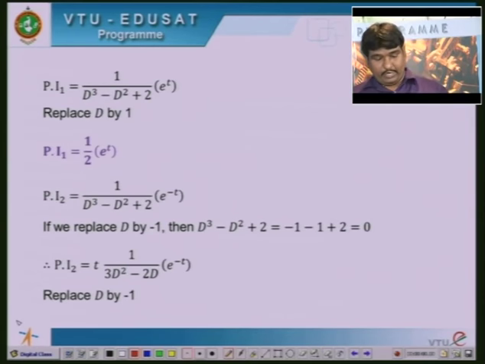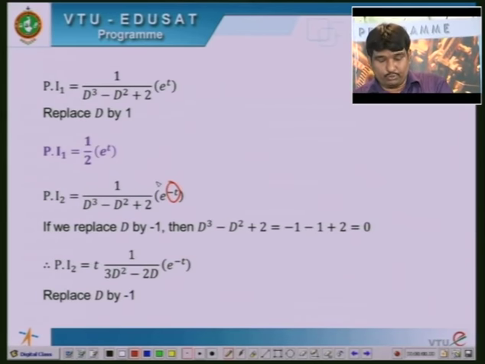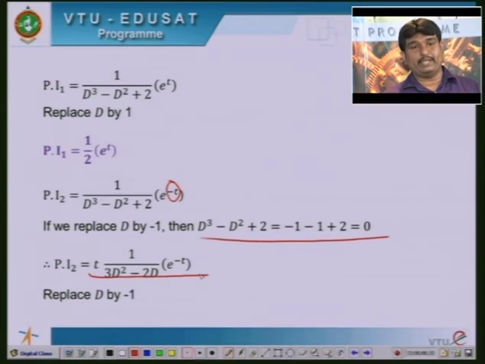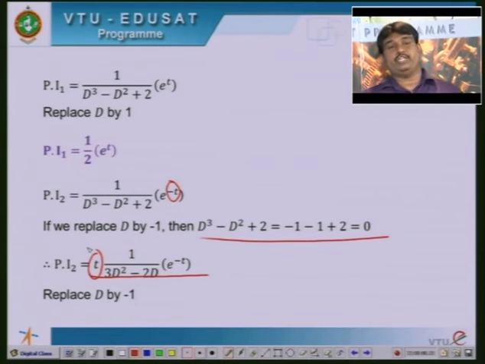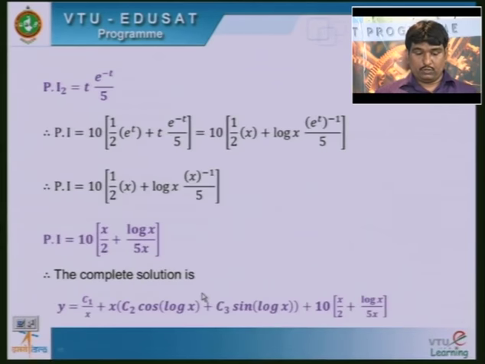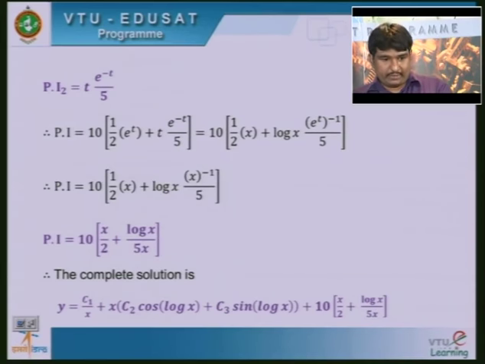pi2 is 1 by d cube minus d square plus 2 operated on e to the power of minus t, as you know, minus 1, that is this coefficient. As minus 1 is a root, denominator will become 0 for sure. Denominator is 0, so we have to use this rule. We have to multiply by the independent variable, which is t, into 1 by 3d square minus 2d, which is the derivative of f of d. I have differentiated it. Now replace d by 1, the usual procedure. You will get t into e to the power of minus t by 5 as the answer.